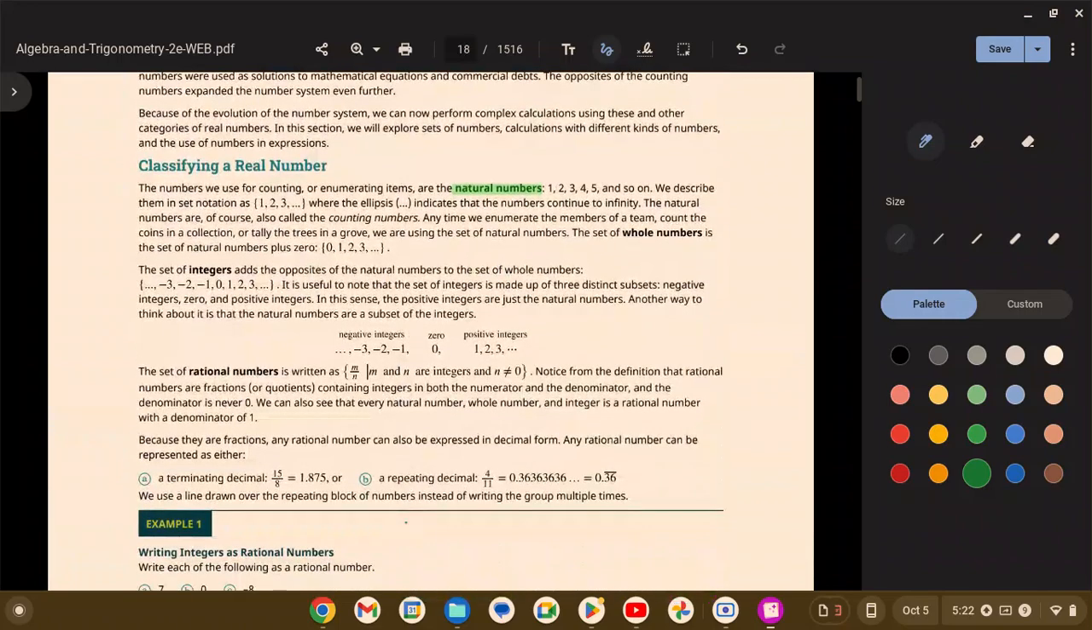So we describe them in set notation using brackets. Inside the brackets it's 1, 2, 3, dot, dot, dot. Let's underline that, where the ellipsis indicates that the numbers continue to infinity. The natural numbers are also called the counting numbers. Anytime we enumerate the members of a team, count the coins in a collection, or tally the trees in a grove, we are using the set of natural numbers.